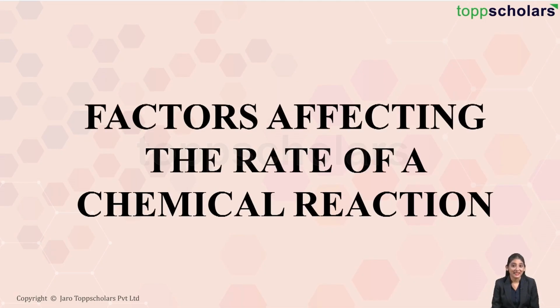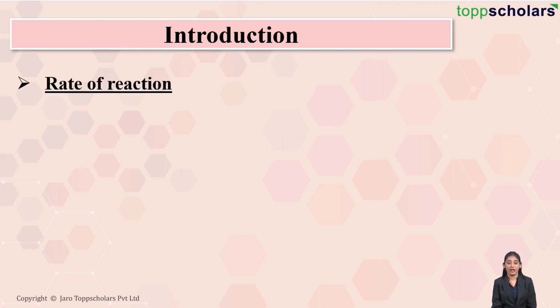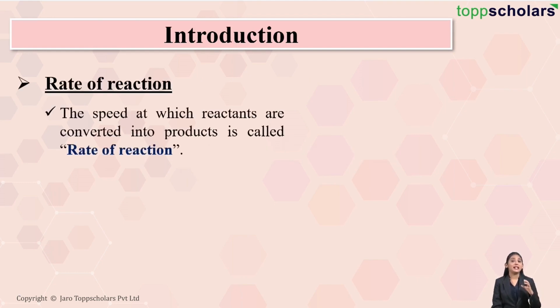Today we'll be discussing factors affecting the rate of a chemical reaction. So friends, let's first discuss what we mean by rate of reaction. Now friends, the speed at which reactants are converted into products in a chemical reaction is known as rate of a reaction. So what is rate of reaction? Yes. Rate of reaction is the speed at which reactants are converted into products.